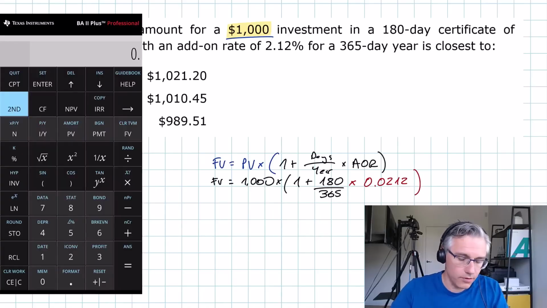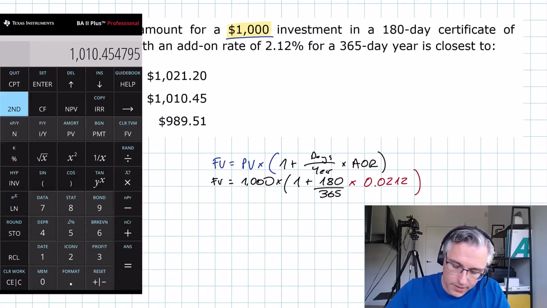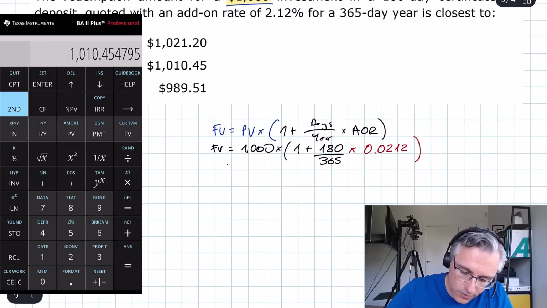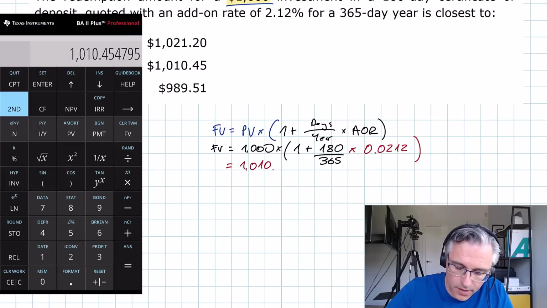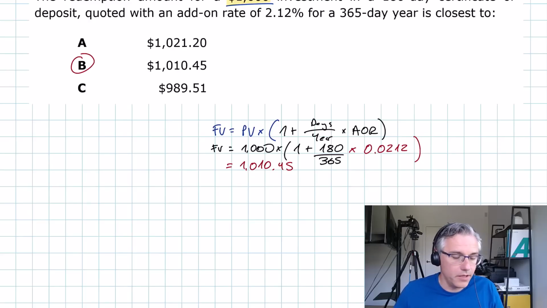Let's see what that gives on the calculator. Once again, starting with the bracket, 1 plus 180 divided by 365 times 0.0212, close the bracket, press the equals key, and multiply by 1,000. That gives a nice answer of 1010.45, which is absolutely in line with answer B over here. That's nice and sorted. We've got the question done.